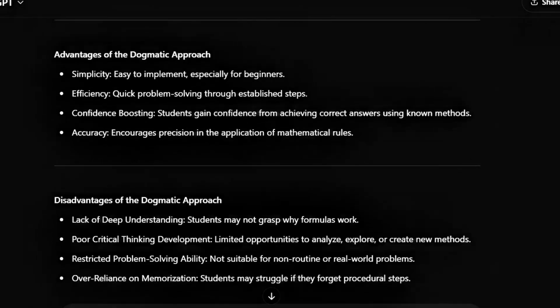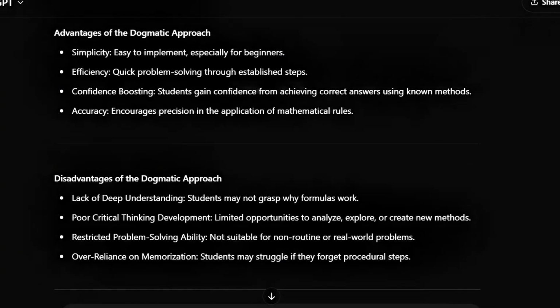Advantages of the dogmatic approach. Simplicity. Easy to implement, especially for beginners. Efficiency. Quick problem solving through established steps. Confidence boosting. Students gain confidence from achieving correct answers using known methods. Accuracy. Encourages precision in the application of mathematical rules.